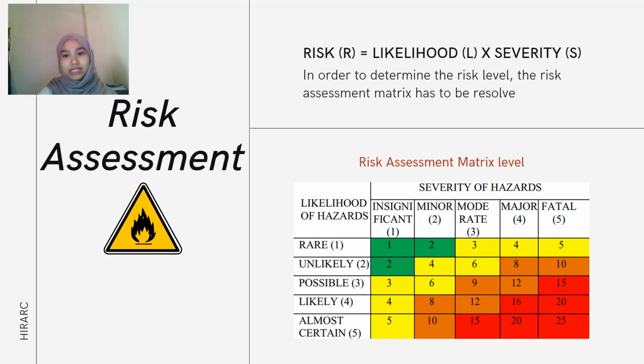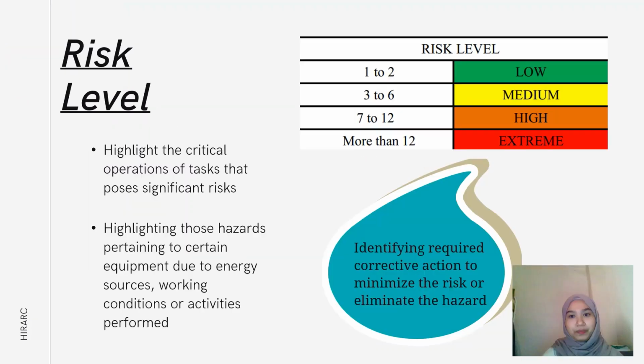Below shows the risk assessment matrix level table that is sorted by 4 types. The green one is the low one, 1 to 2. The yellow one is the medium, 3 to 6. The brown one is the high, 7 to 12. And when it is more than 12, it will be extreme, the red one. This table is to identify the required corrective action to minimize the risk or eliminate the hazard.